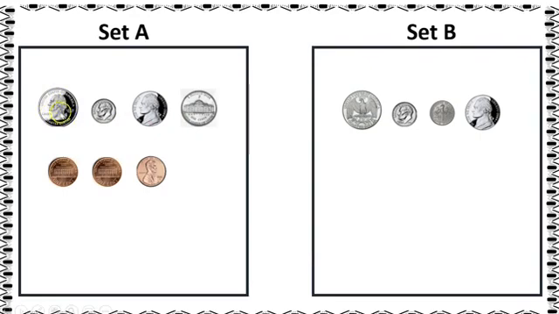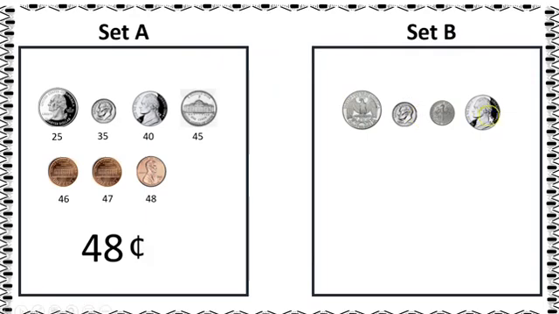My quarter is worth 25 cents, so underneath I'm going to put a 25. My dime is worth 10 cents, so I'm going to add 10 to that 25, make it 35. My nickel is worth 5 cents, 40, 5 more cents, 45. And then my pennies are all worth 1 cent, 46, 47, 48. Set A is 48 cents. We can now move to set B.